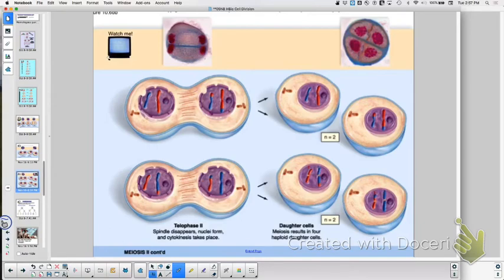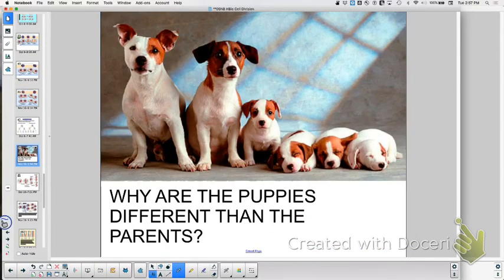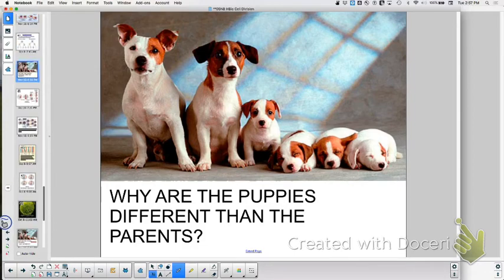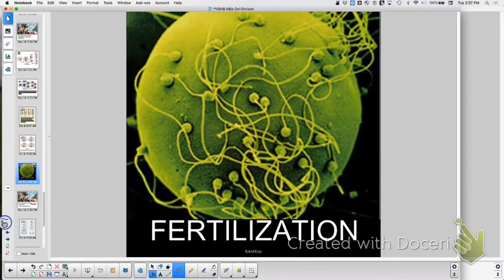So when we ask, how can these puppies born from this mom and dad be so different? What are our three reasons? Crossing over, independent assortment, and you never know what sperm is going to fertilize what egg.